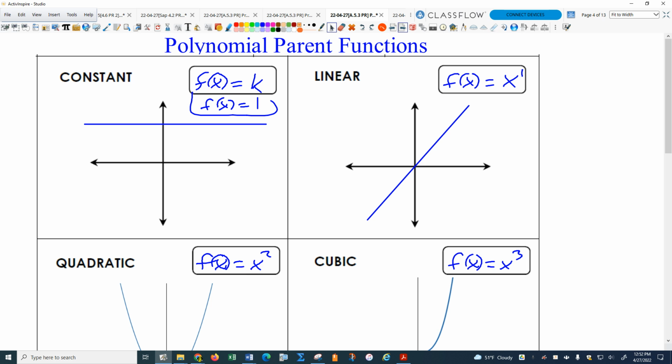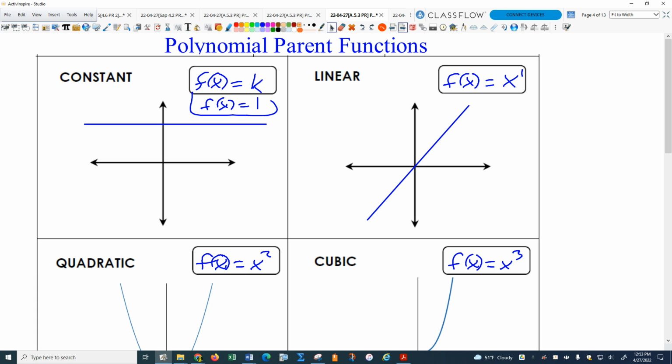Okay, so what about this one then? Now we're looking at the basic shapes of these polynomials. And I want you guys to kind of think about, if I graph the simplest possible parent function for a constant polynomial, that would just be f of x equals k, or even simpler, we could even just say f of x equals 1. Everybody agree, y equals a number is just a horizontal line, right?